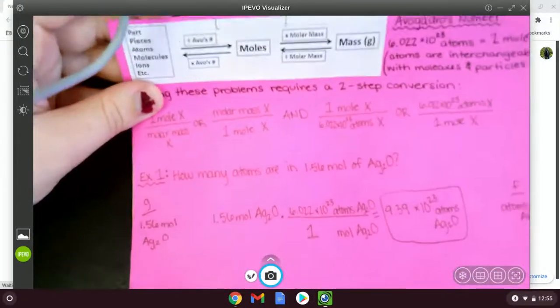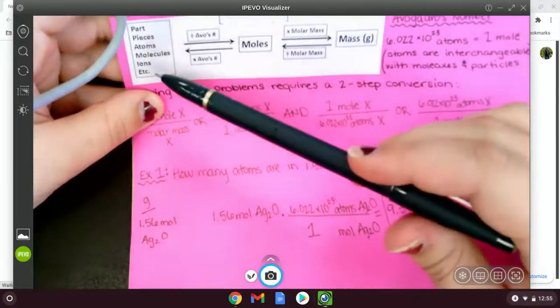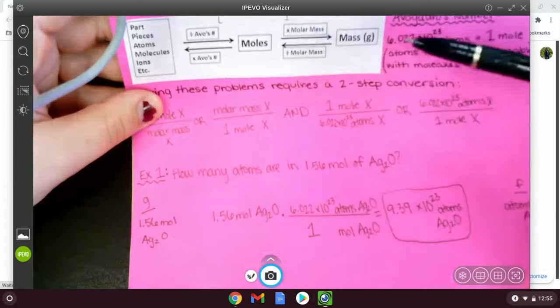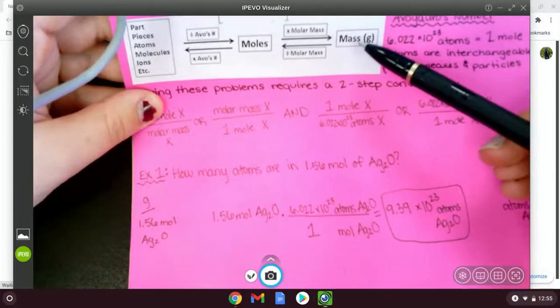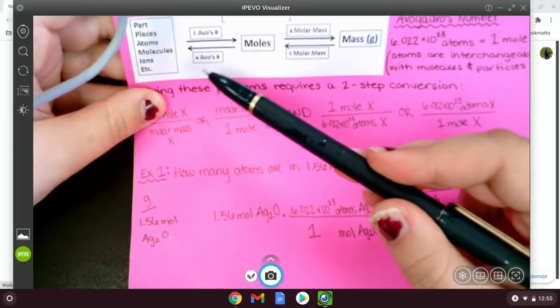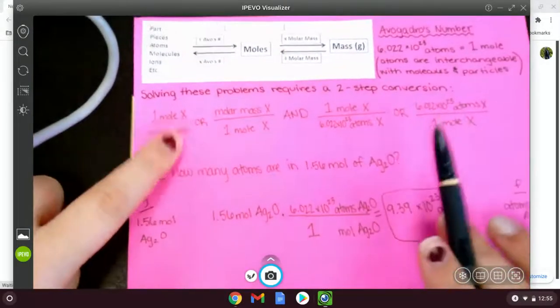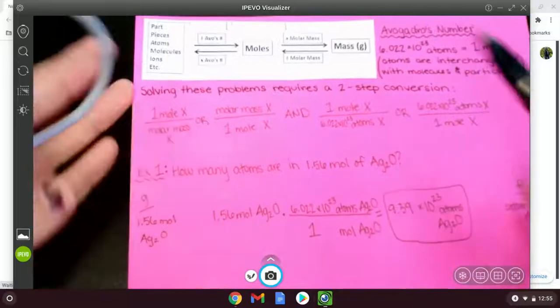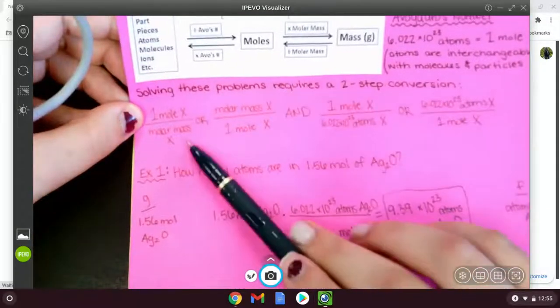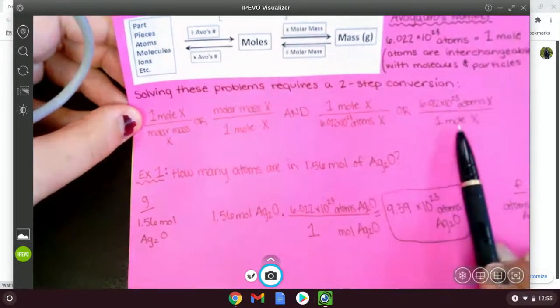Now I'm going to consult my handy dandy flowchart up here. We're going from mass and we need to get all the way to atoms. So this is a 2-stepper. We're going from mass, so we need to divide by the molar mass to get to moles and then multiply by Avogadro's number to get to atoms. Let's see it in practice. This means we're using 2 conversion factors here. Dividing by molar mass, we're going to choose this one. Multiplying by Avogadro's number, we're going to choose this one.